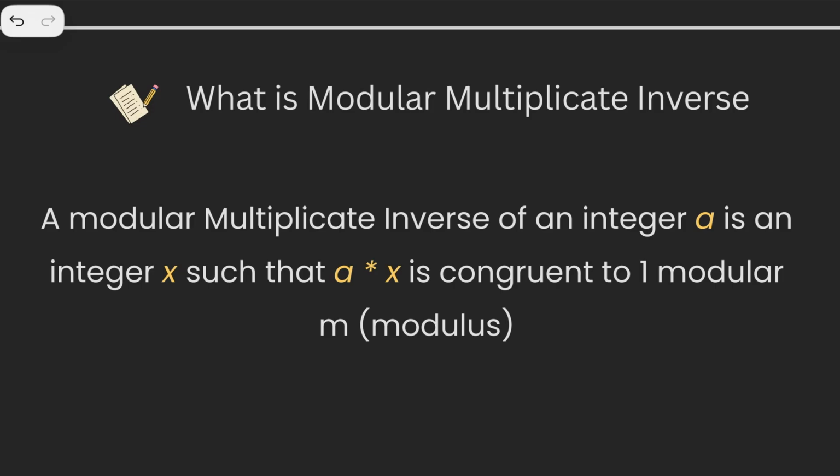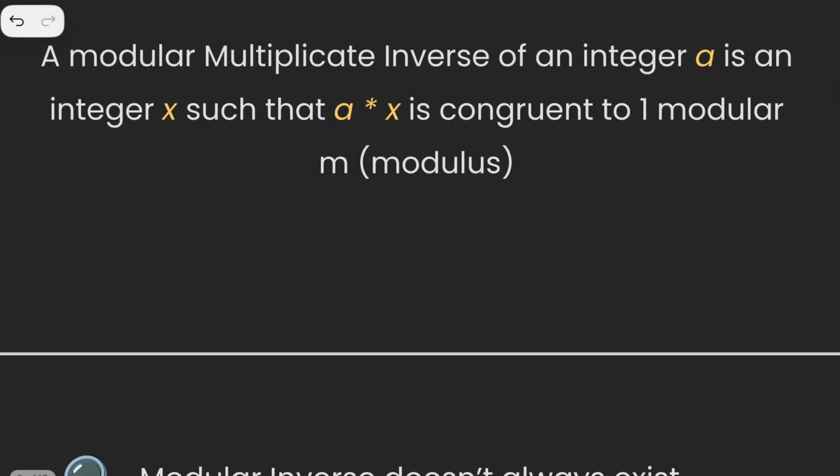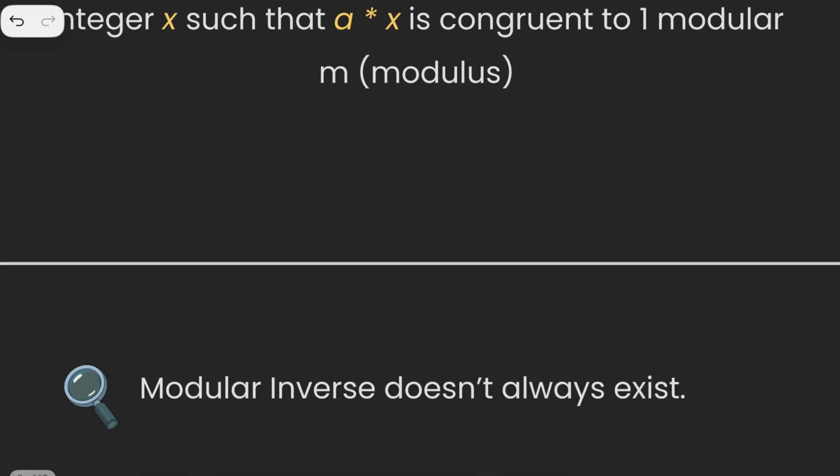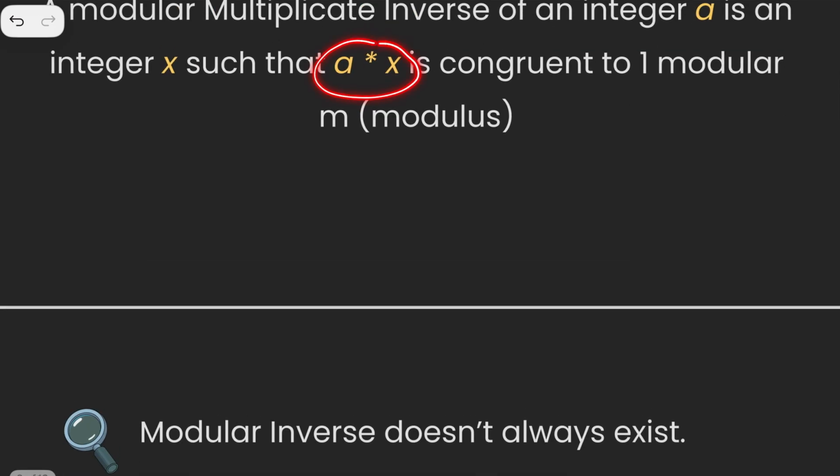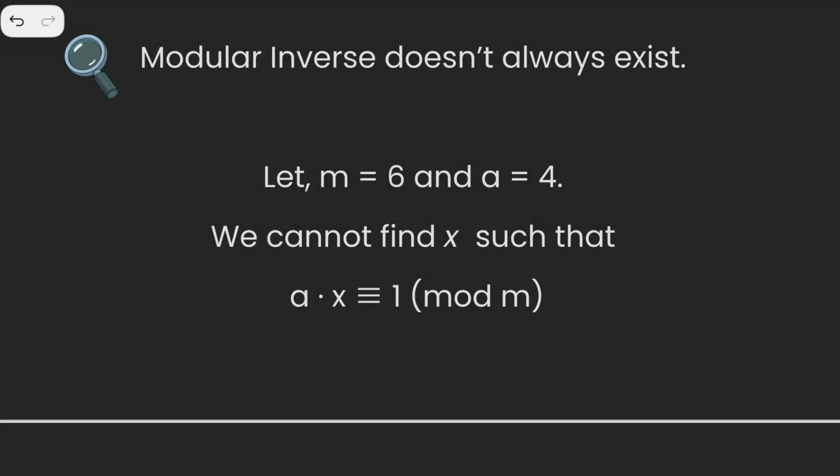Modular multiplicative inverse of an integer a is an integer x such that if you multiply a and x and take mod with m, you will get the value 1. So that's what modular multiplicative inverse is. x is going to be the modular multiplicative inverse of a. Simple as that, right? You multiply a into x and you take mod with m, and the remainder you will get is 1. So there is a key observation.